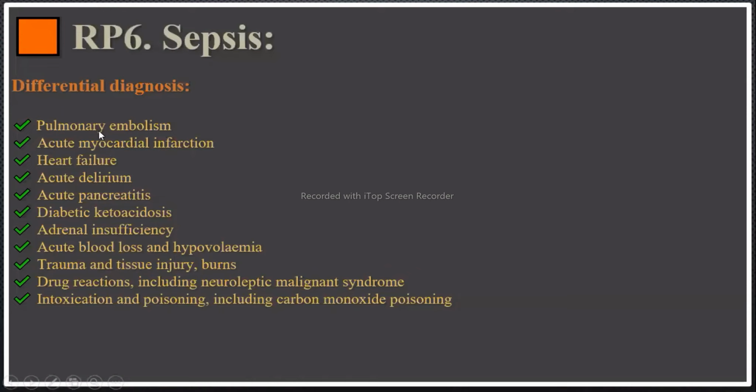Differential diagnosis may be pulmonary embolism, the cause of sepsis, acute myocardial infarction, heart failure, acute delirium, pancreatitis, diabetic ketoacidosis, adrenal insufficiency, acute blood loss and hypovolemia, trauma, tissue injury, burns, drug reaction including neuroleptic malignant syndrome, intoxication and poison including carbon monoxide poisoning.